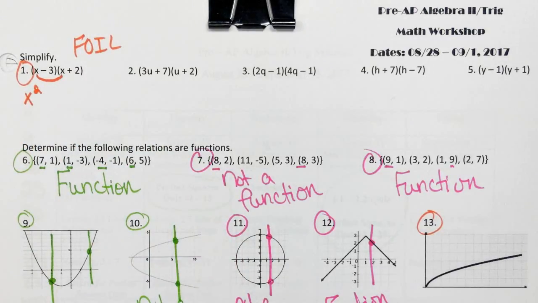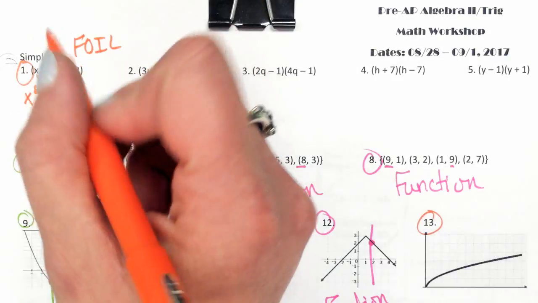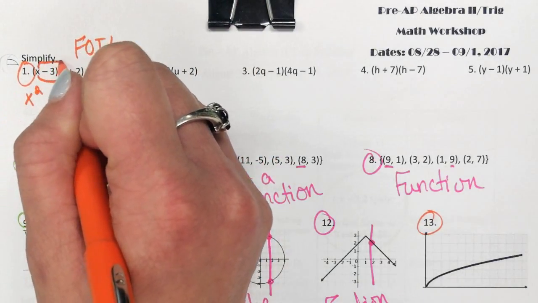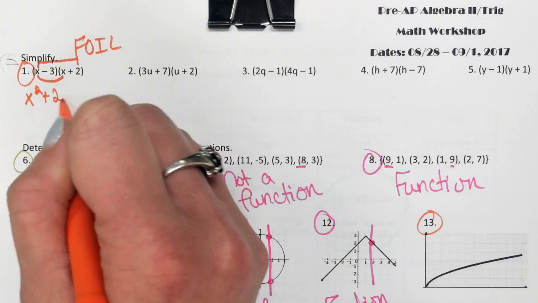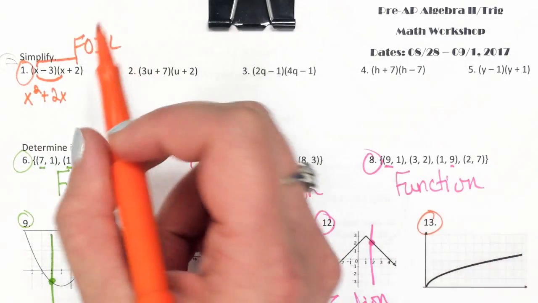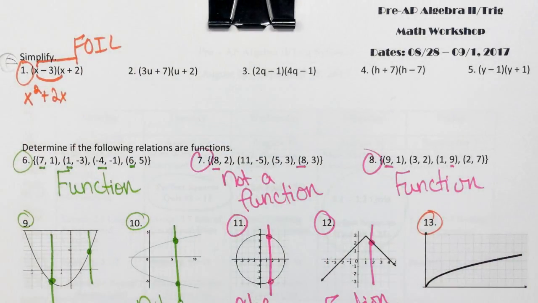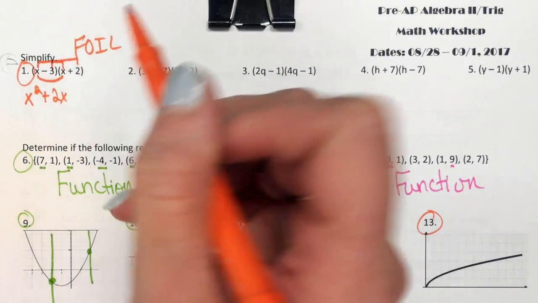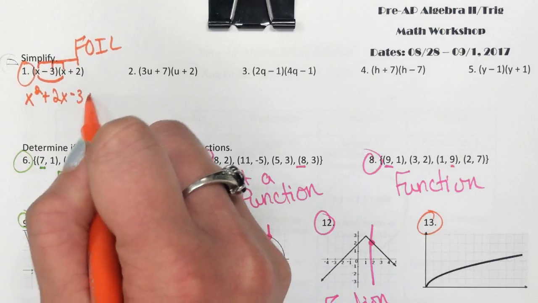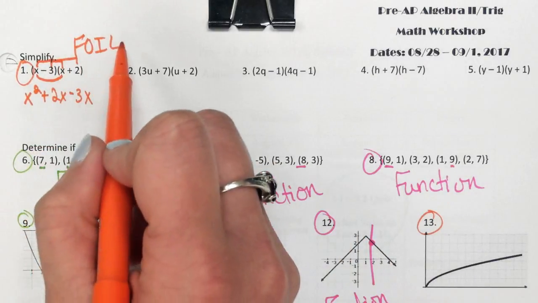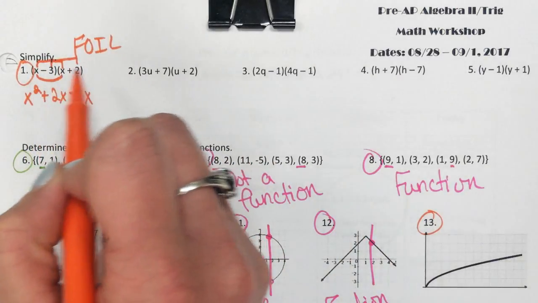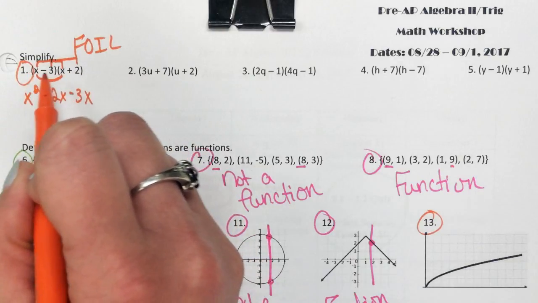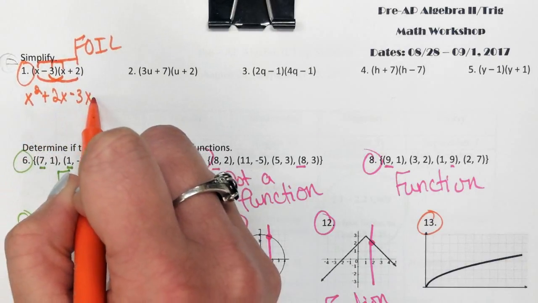What does the O stand for? Outer, the very, very far ends, the one on the very far left and the one on the very far right. Which ones are those? Yep, 2 and X gives me 2X. And the I stands for inner, the two that are right next to each other, squeezed together in the middle. Negative 3 and X is negative 3X. And then my L stands for last. What's the last here? Perfect, which gives me negative 6.